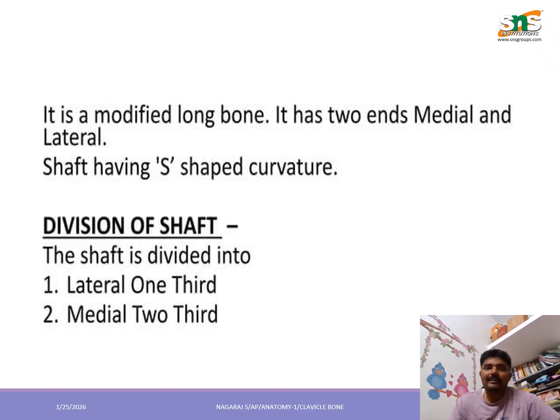It is a modified long bone with two ends, medial and lateral. The shaft has an S-shaped structure. The shaft is divided into two parts: lateral one-third and medial two-thirds.